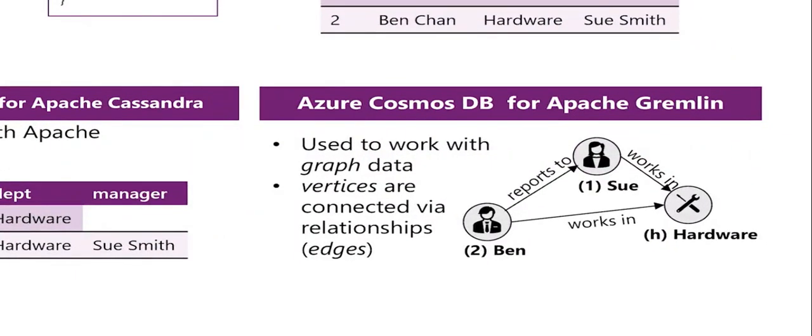Next up is the Azure Cosmos DB for Apache Gremlin. The Gremlin API is used to have data in a graphical structure in which entities are defined as vertices that form nodes in a connected graph. Nodes are connected by edges that represent relationships. The example on this slide shows two kinds of vertex, employee and department, and edges that connect them. Employee Ben reports to employee Sue, and both employees work in the hardware department.